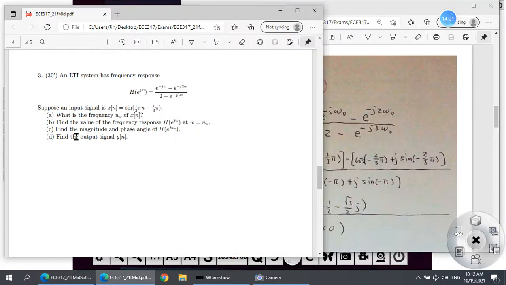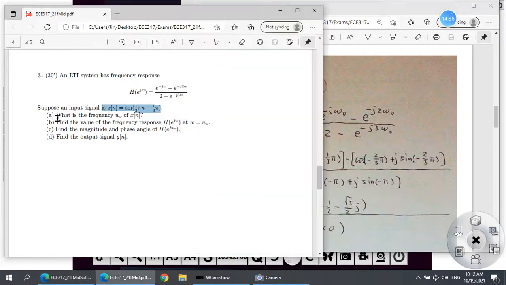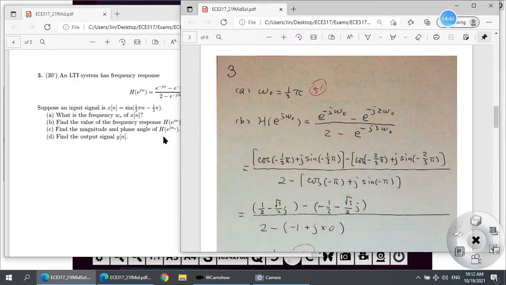Here we have a frequency response of an LTI system, and we have an input. So here we have 4 questions, A, B, C, D. Let's go over them step by step. First one, we are asking for what is the frequency omega 0 of x of n.